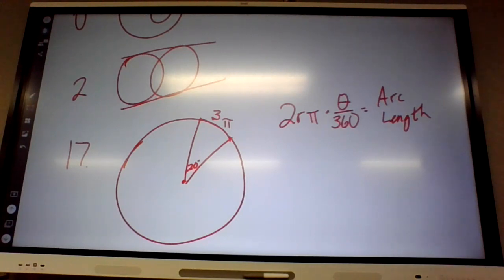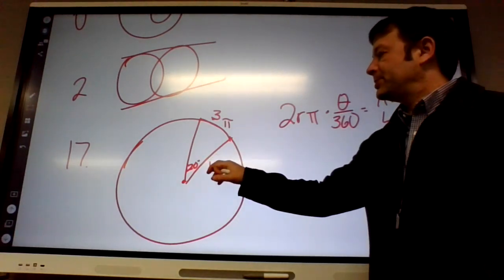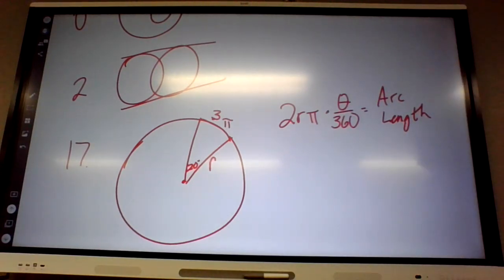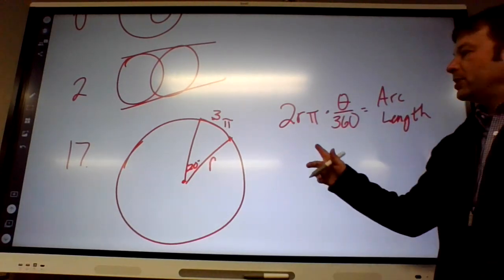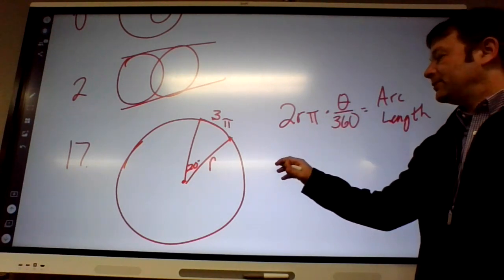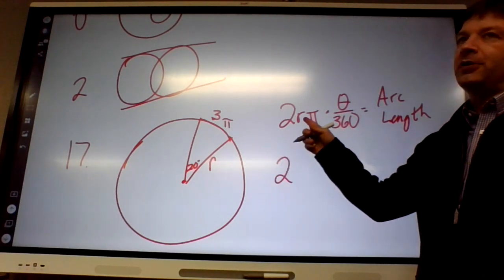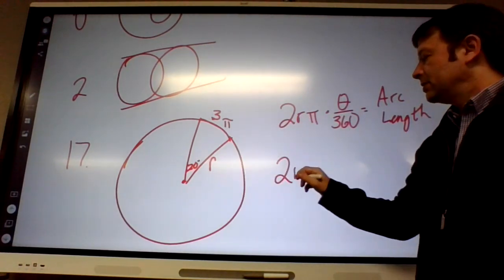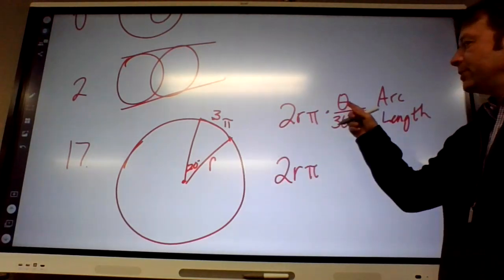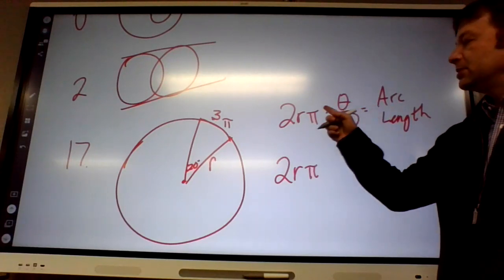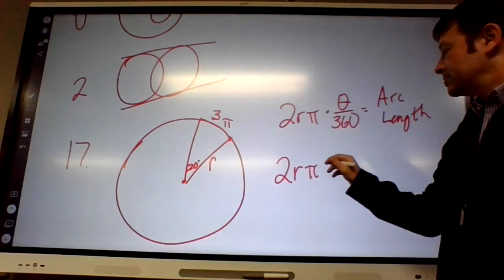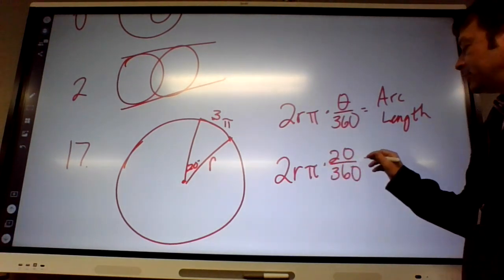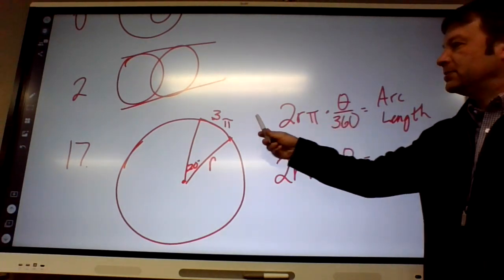So one of the things we're supposed to do is find the radius. How do I do that? Well, just plug those numbers they gave us in the formula. What should I plug in for R? What should I plug in for theta? Yeah, that's the 20 degrees. What should I put in for the arc length? 3 pi.